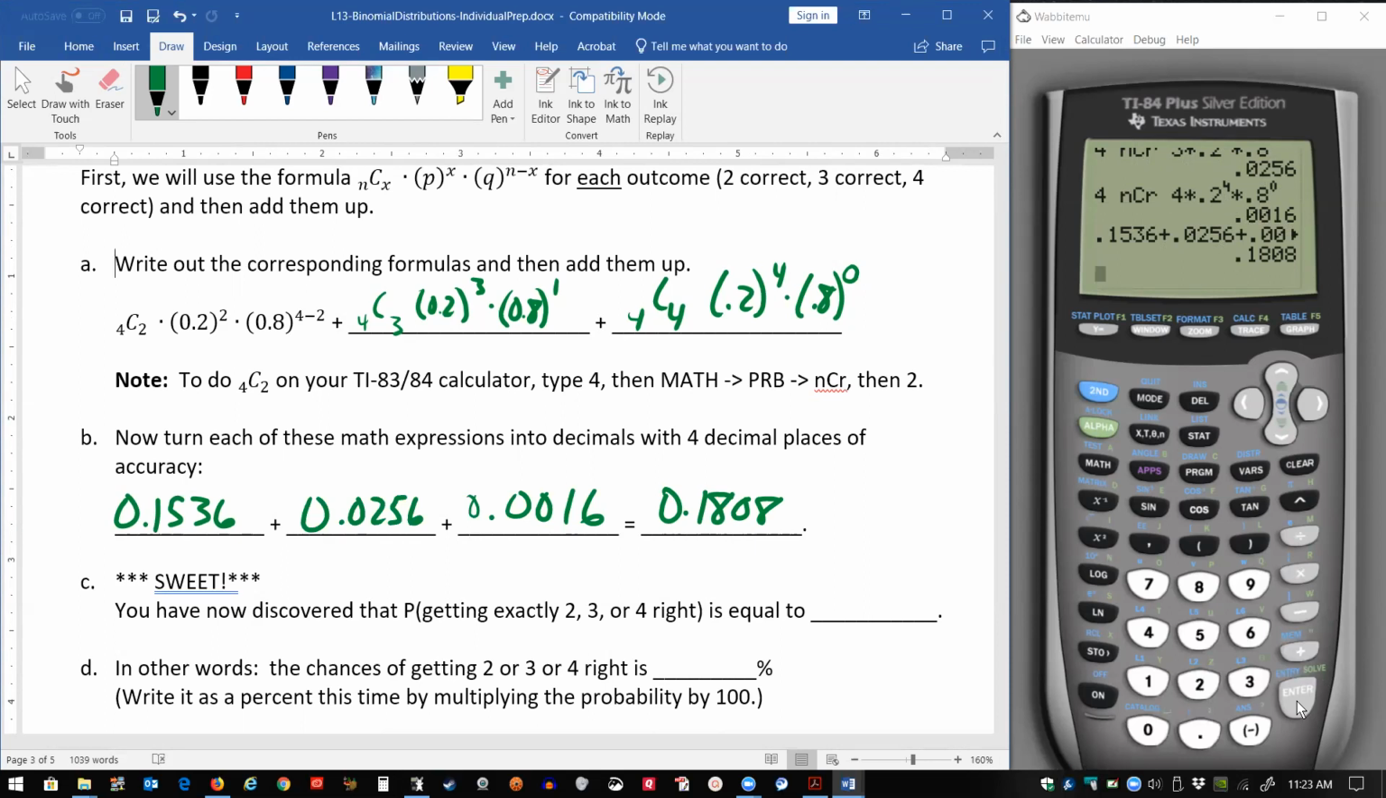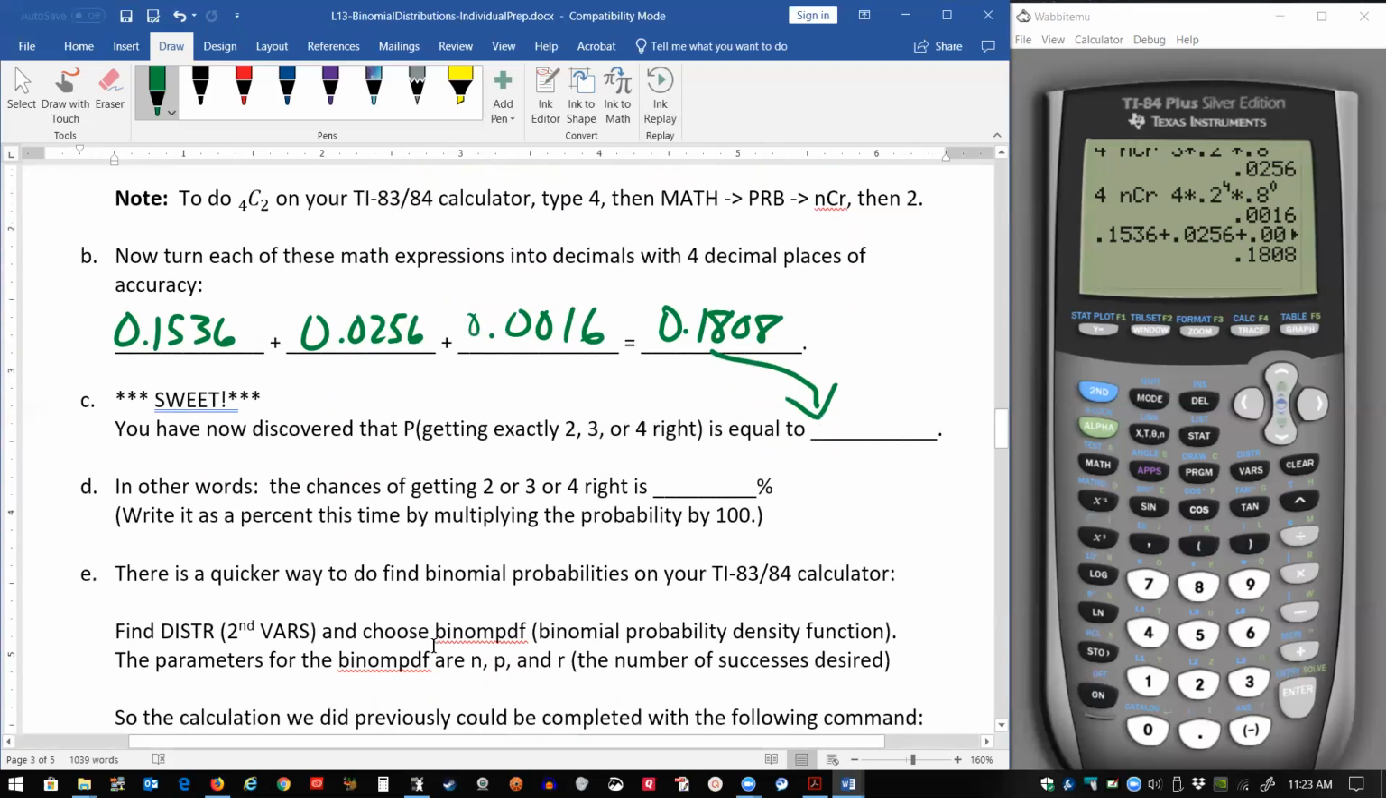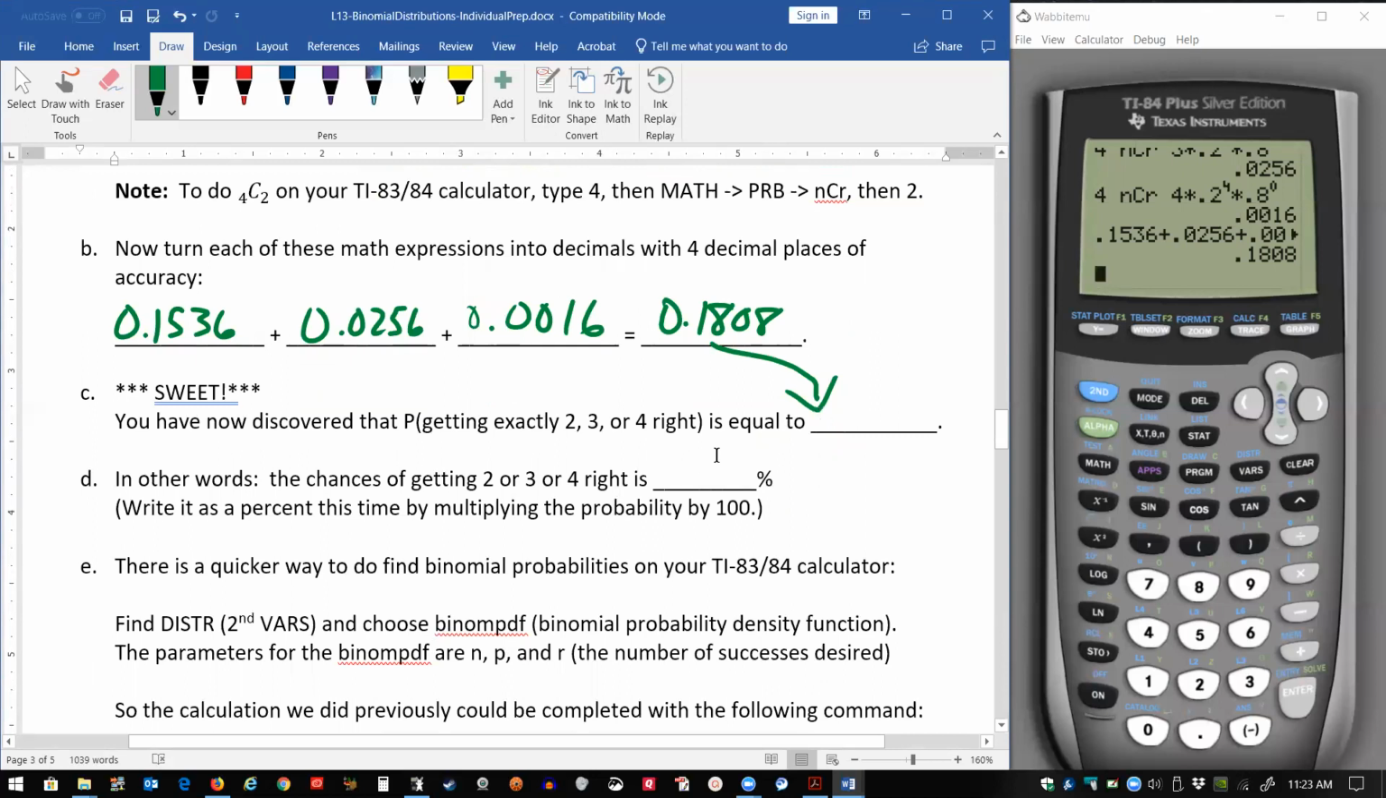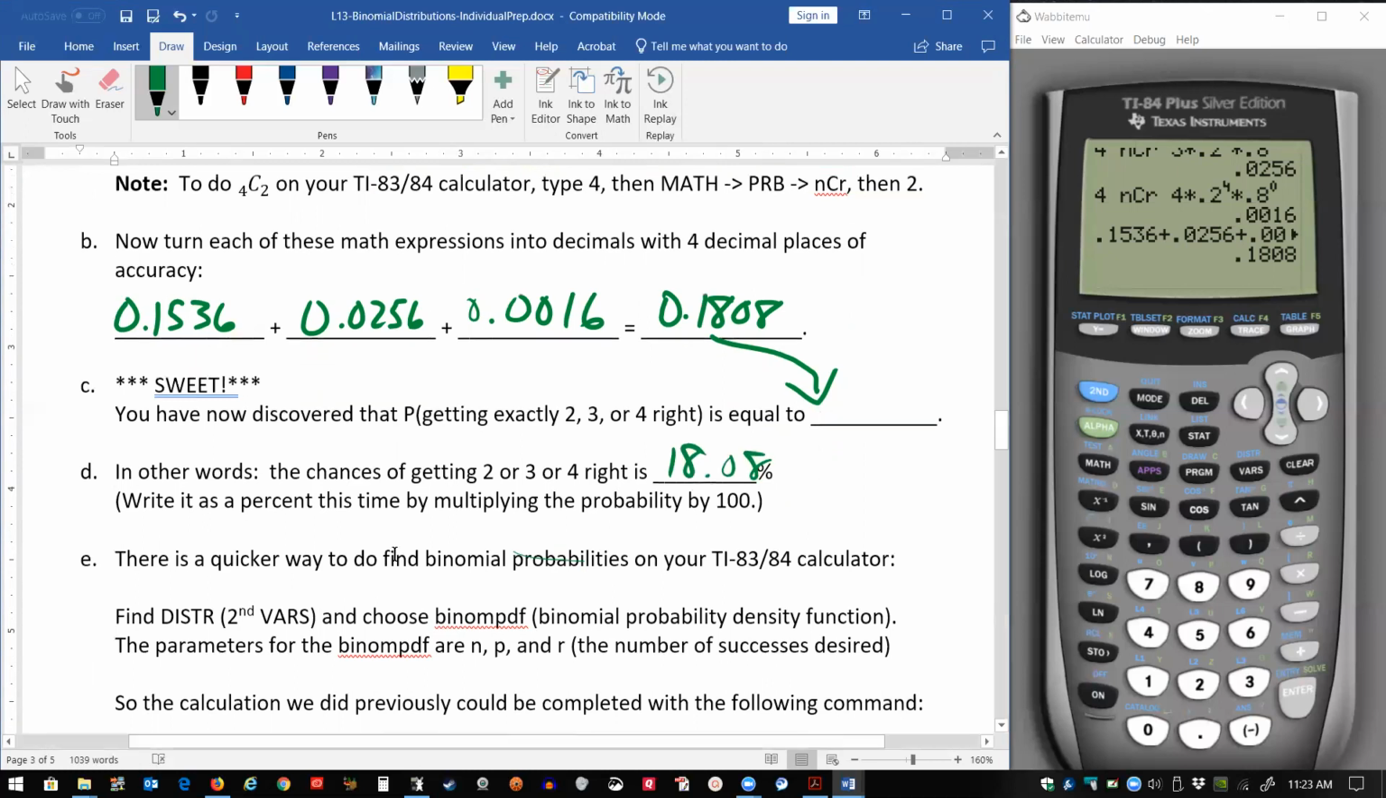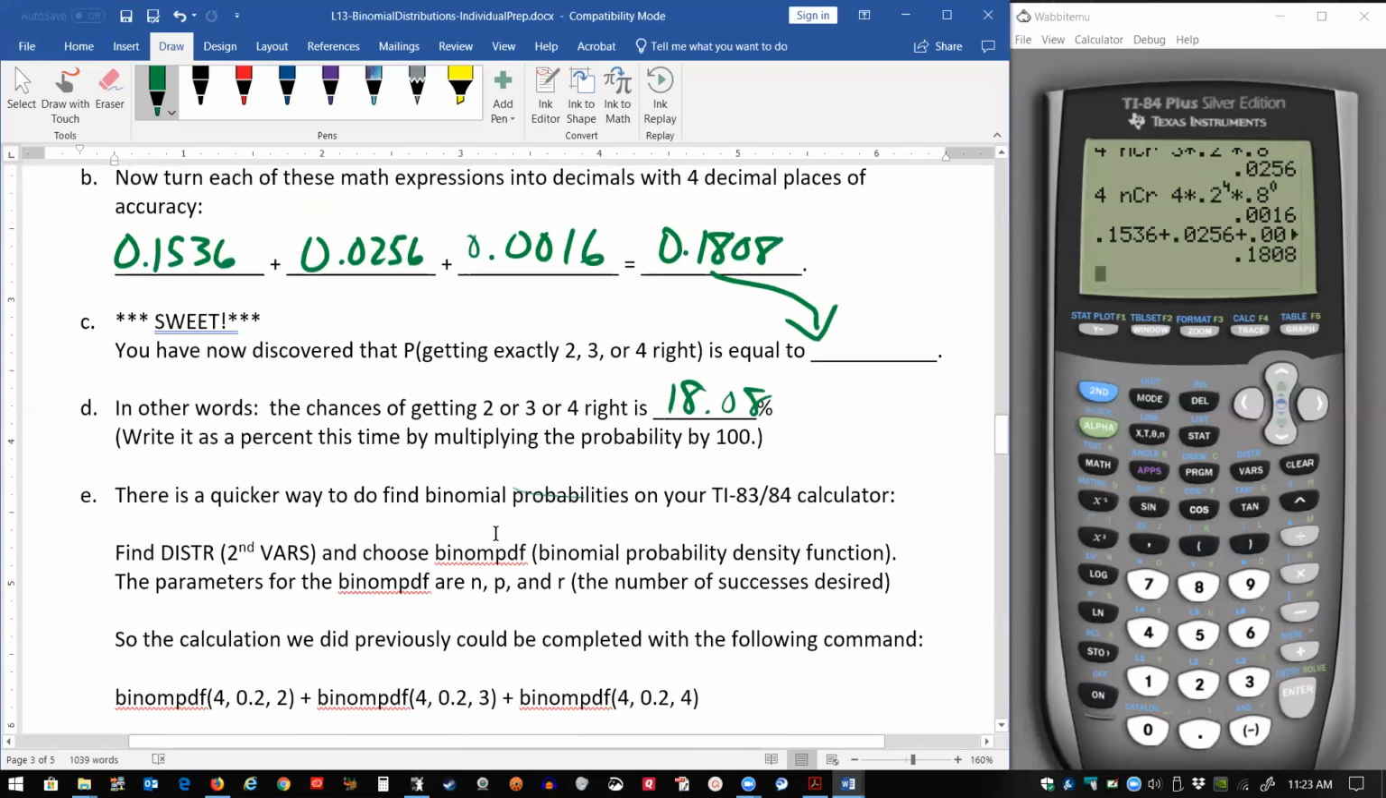Okay, still not that great. He has a much better chance of studying. So there we have it. So there's our answer to C. Boom. And then convert it to a percent. We have an 18.08% chance that Eric gets this right. And now let me show you another way.